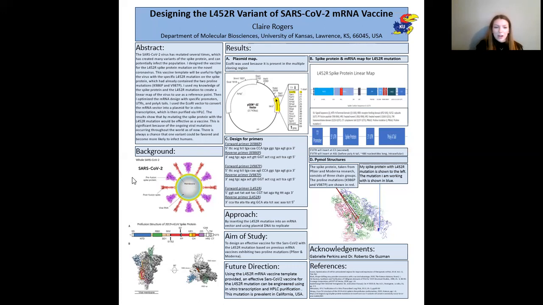So if we look over here in the background, we can see the whole SARS-CoV-2 virus. You can see the viral RNA is here in the middle, enveloped by a membrane and surrounded by these spike proteins. The spike protein can take on many conformations, one being the pre-fusion conformation here in purple and the post-fusion conformation here in pink. These different conformations are important because it affects how likely the virus is to infect a host cell.